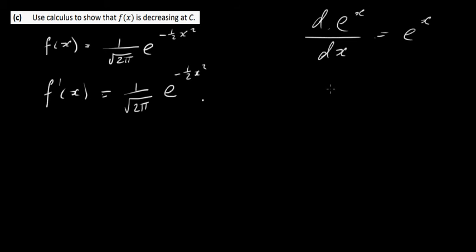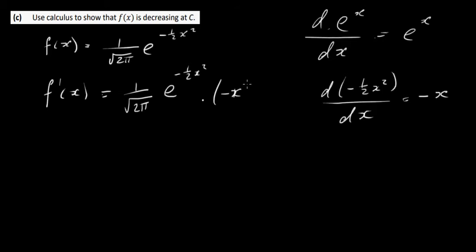If you differentiate minus a half x squared with respect to x, well, take the 2, bring it down here, multiply minus a half by 2, you get minus 1, and reduce the power here by 1, so you just end up with x to the power of 1. So we're just multiplying this by minus x. And that's really it.